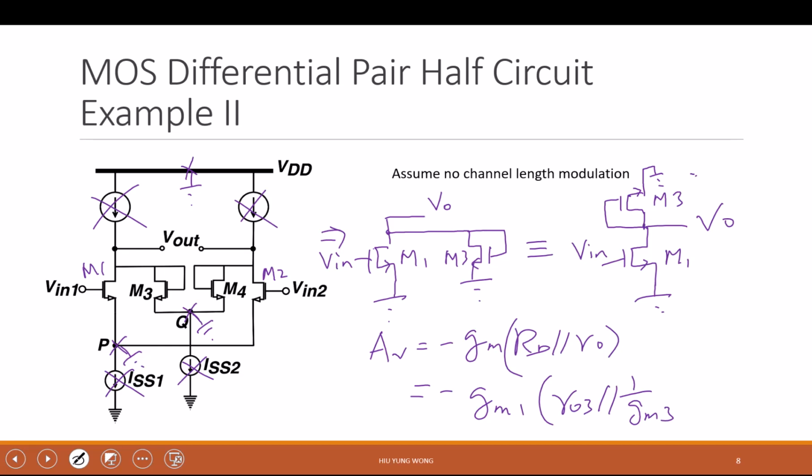Very good. RO3 parallel 1 over GM, because right at the beginning, someone already told me that this is diode connected. I flip it up, it is still diode connected, right? The topology does not change. If you don't trust me, you try to solve it. This is just the small signal for a diode connected, right? And what is the RO in this case? RO1. So we get exactly the same.